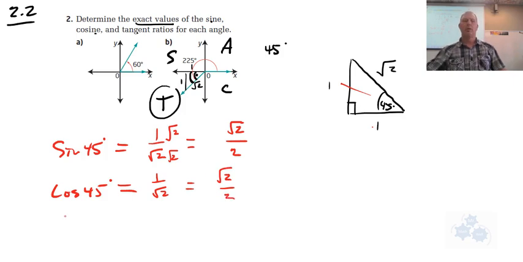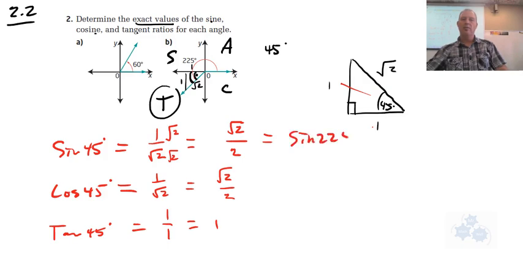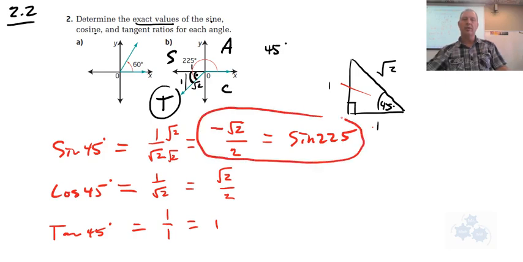Okay? Tan of 45 is opposite over adjacent, or y over x, right? So that's 1 over 1. Now, these are the values for the reference angles. So the CAST rule says that for sine of 225, it's the same value, but it has to be negative. So there's your value for sine of 225.